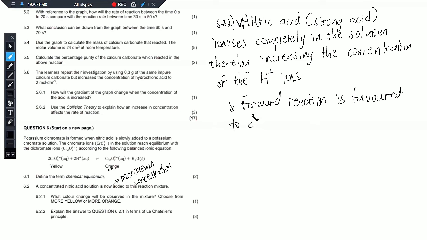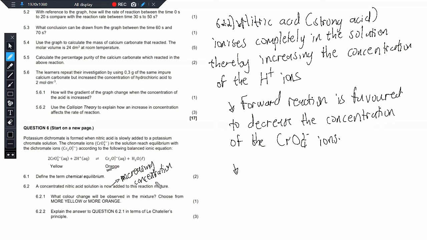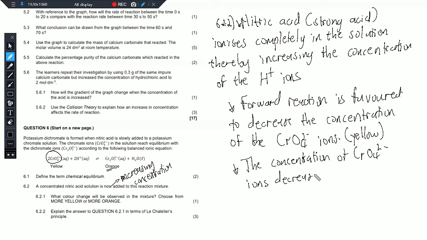Then, to decrease the concentration of the CrO42 minus ions. Obviously, if the concentration of these decreases, those ones are yellow, right? So the forward reaction is favored to decrease the concentration of the CrO42 minus ions, and therefore the concentration of CrO42 minus ions decreases.